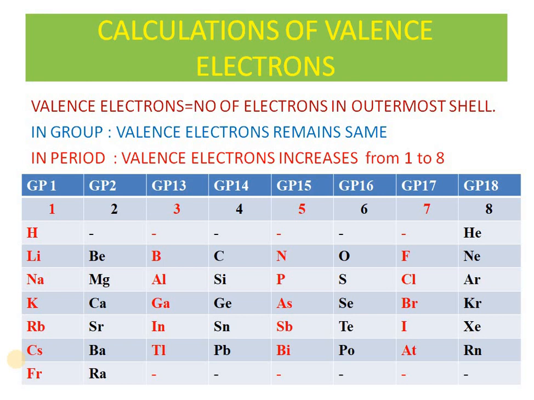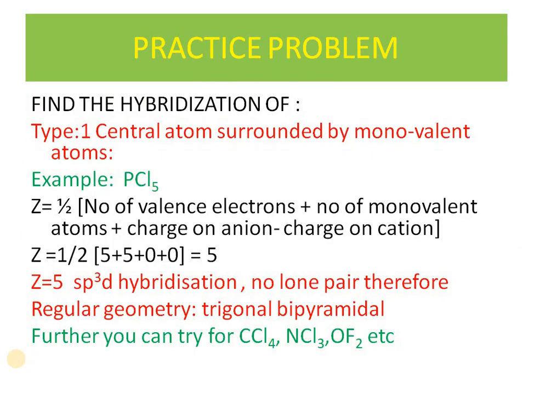If the element belongs to group 2, it means 2. Similarly, 13, 14, 15, 16, 17, 18: 13 means 3, 14 means 4, 15 means 5, 16 means 6, 17 means 7, 18 means 8. So if you want to calculate for xenon compounds, you have to take 8 valence electrons. Okay, now let us do the practice.